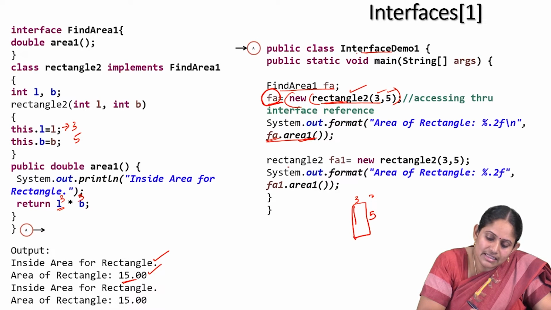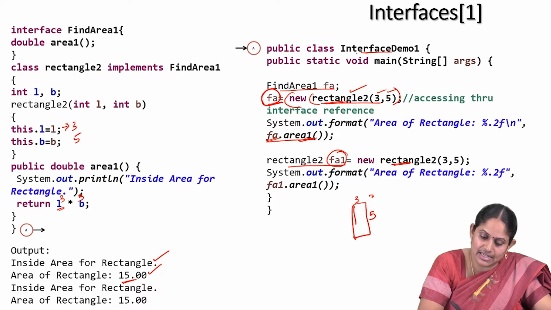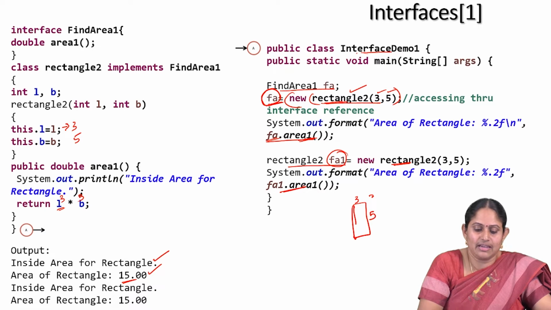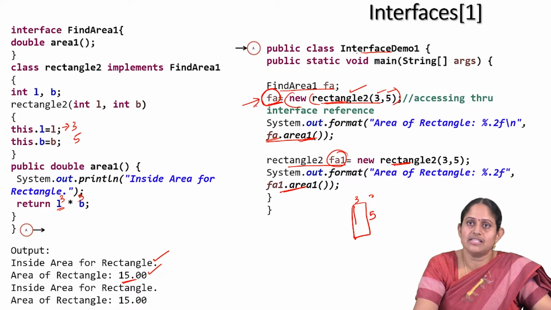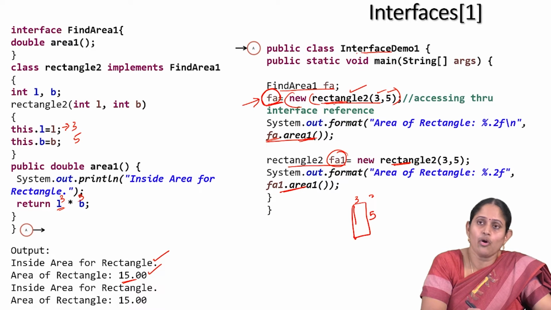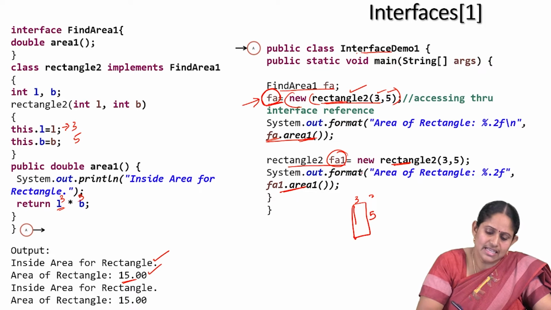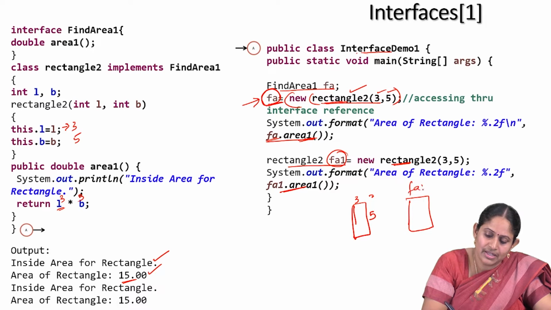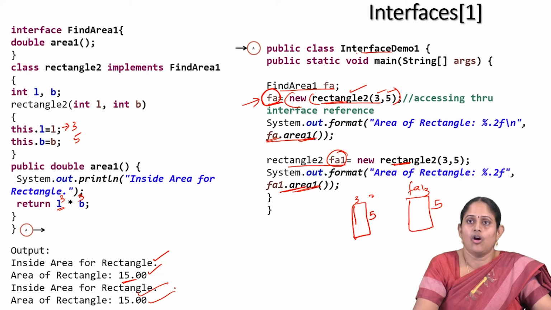Now similarly here, this is the normal invocation. We are creating an object for FA, an object of the rectangle class, and we are invoking area1. So the point to be noted here is that we can make use of the interface reference variable to point to the object of that particular class. In the second case, when the object is created, another object FA1 will be created with 3 and 5, and it is calling the area. So it will display the second two lines of the output.